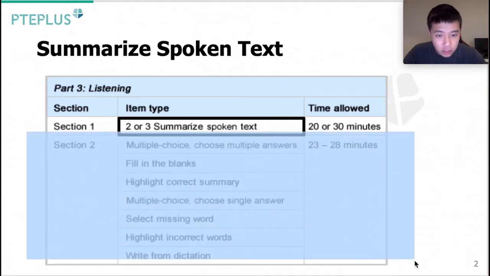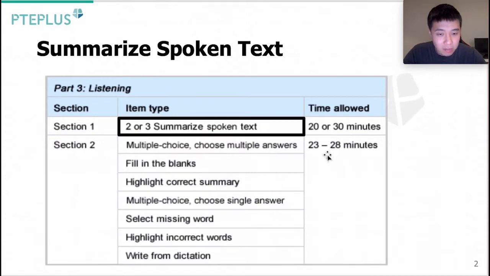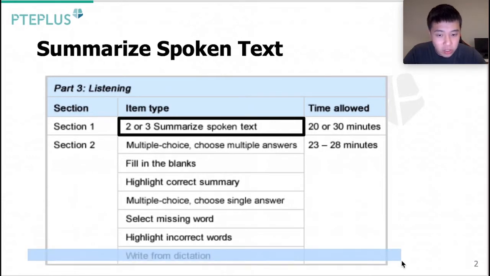And in section 2, the time is calculated altogether, meaning that you need to save time for more important questions later on.